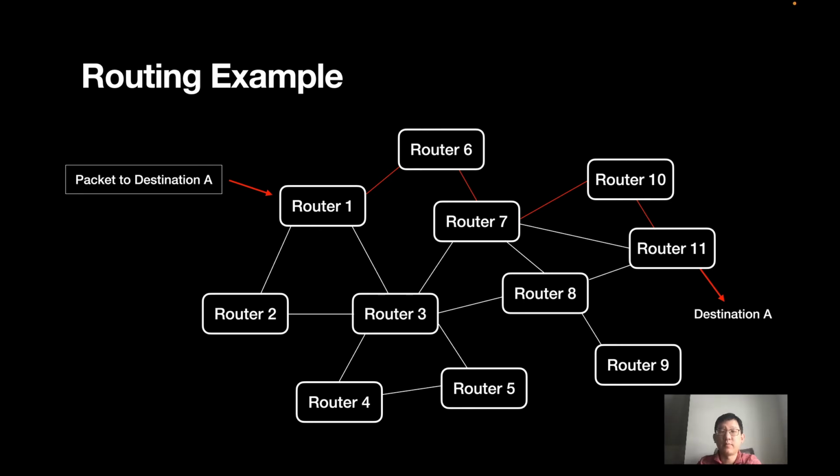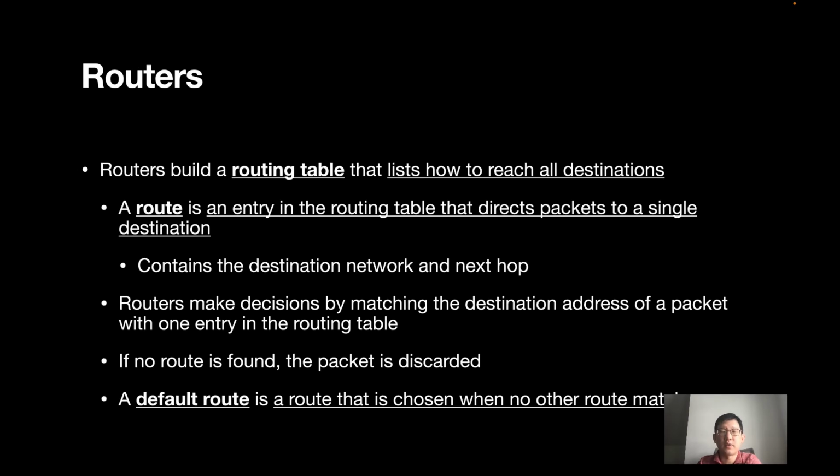Now this is great, but how does a router know where to send a packet given a single destination? Well, routers need to build something called a routing table. A routing table is basically a list that tells the router how to reach all the destinations. Now, a route is an entry in the routing table that directs packets to a single destination, and it contains the destination network and the next hop.